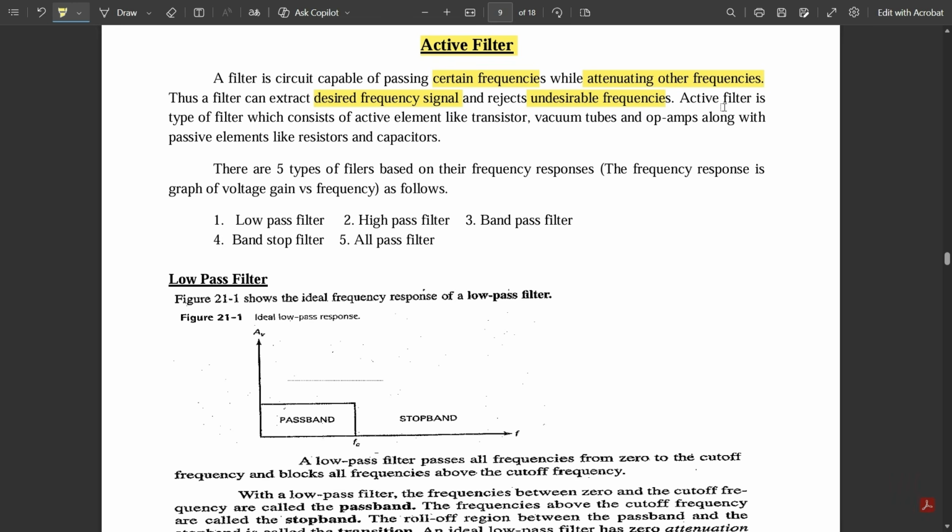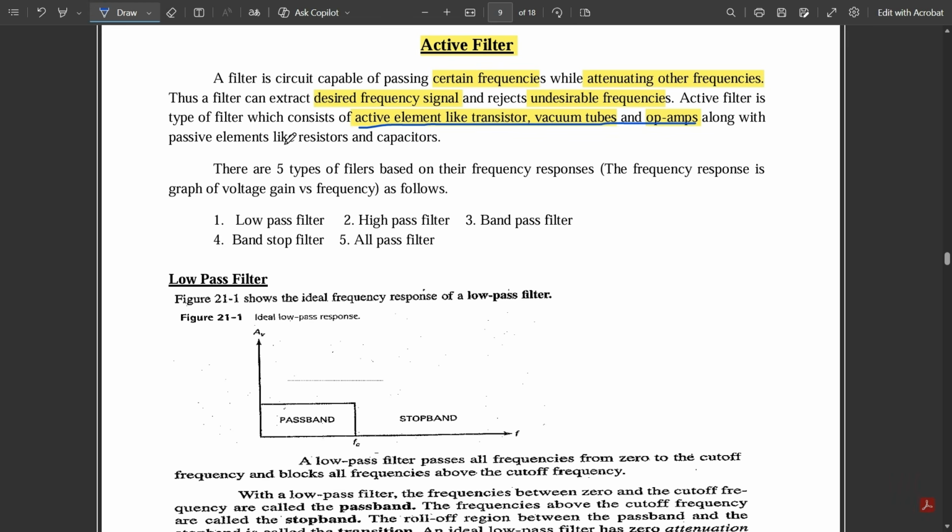An active filter is a type of filter which consists of active elements like transistors, vacuum tubes, op amps, etc. So that's why the name itself is active filters. These filters consist of active elements along with passive elements like resistors and capacitors. So the basic passive elements contained in these active filters are resistors and capacitors.